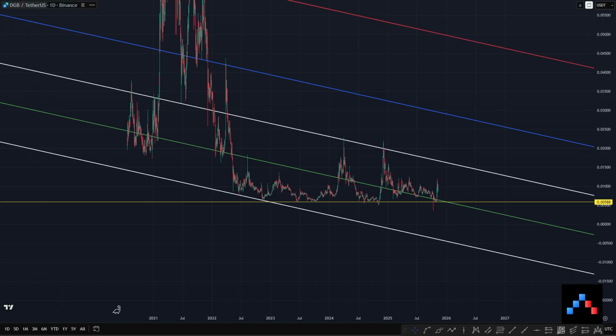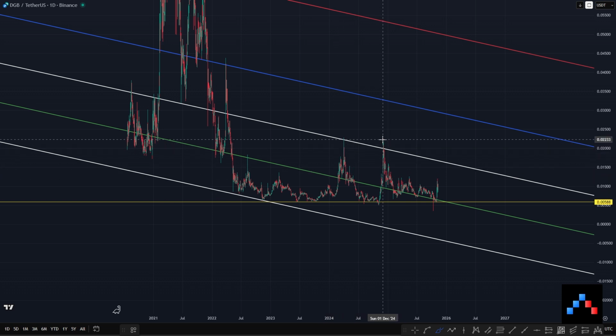Okay, so this is DigiByte. The ticker is DGB on a 1-day time frame, and we start, of course, with the Fibonacci channel. We're using the Fibonacci channel to identify the support and resistance. We got support, support, resistance, resistance. We got support represented by the yellow line. We got another touch of resistance.